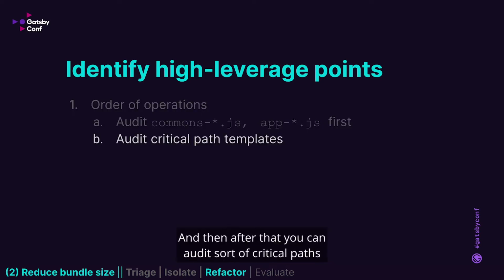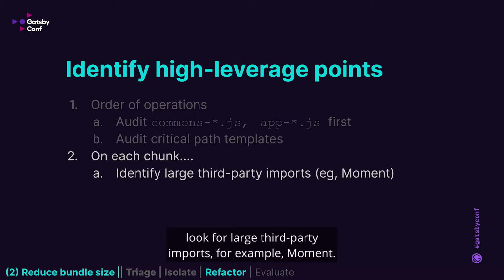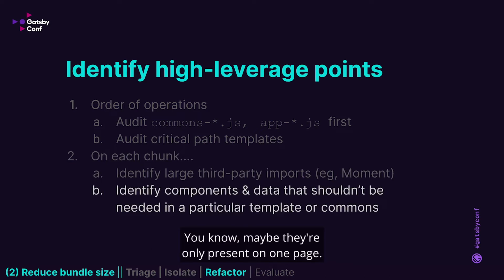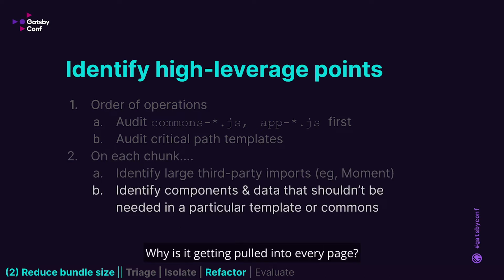And then after that, you can audit critical paths and chunks that are getting pulled in on critical paths. What you should be looking for when you're auditing is large third-party imports, for example, Moment. Also, identify components or data that it seems like they shouldn't be there. Maybe they're only present on one page. Why is it getting pulled into every page?